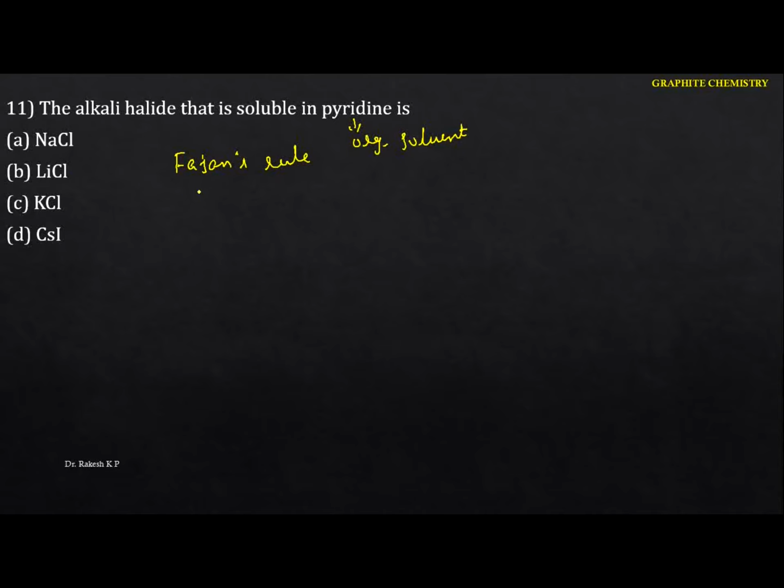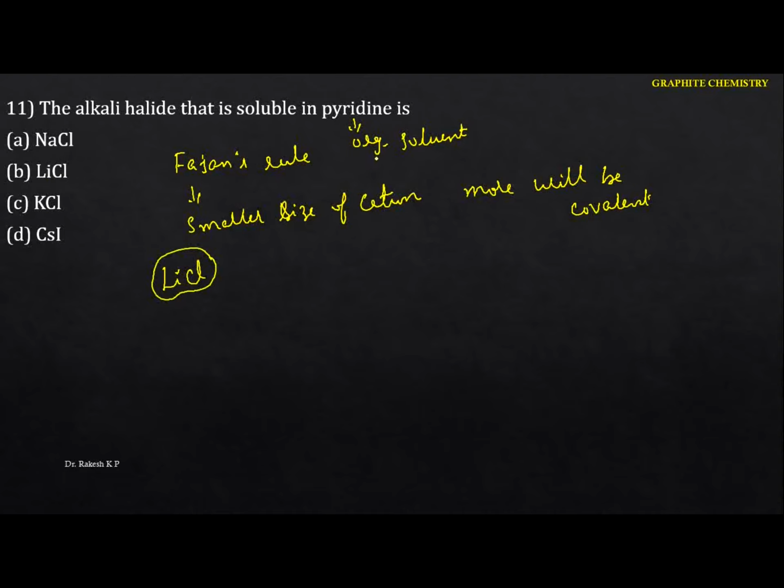But here, according to Fajan's rule, we have to remember one of the properties: the smaller the size of the cation and the larger the size of the anion, the more will be the covalent character. Okay, so now you just identify this one. Among sodium, lithium, potassium, and cesium, lithium has the smaller size and shows more covalent character, hence it is readily soluble in pyridine. Okay, hence in this case the option is B. Okay, so next one.